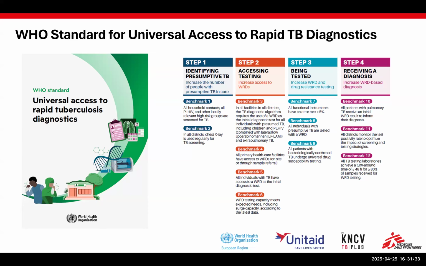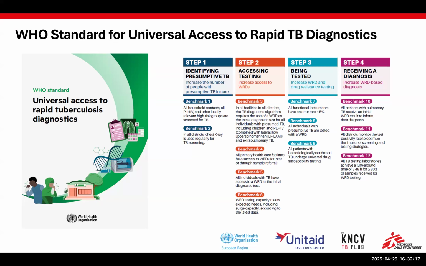And then we move to step 3, where there are 3 benchmarks, 7 through 9. Benchmark 7 is a monitoring of instrument functionality, where an error rate is less than or equal to the recommended 5%. Benchmark 8 is where all individuals with presumptive TB are tested with a WRD, and benchmark 9 indicates that all patients with bacteriologically confirmed TB undergo universal drug susceptibility testing. This is broken down in the reporting according to the drug resistance testing category: rifampicin, fluoroquinolone, bedaquiline, and linezolid, according to the importance of the new BPaLM regimen.